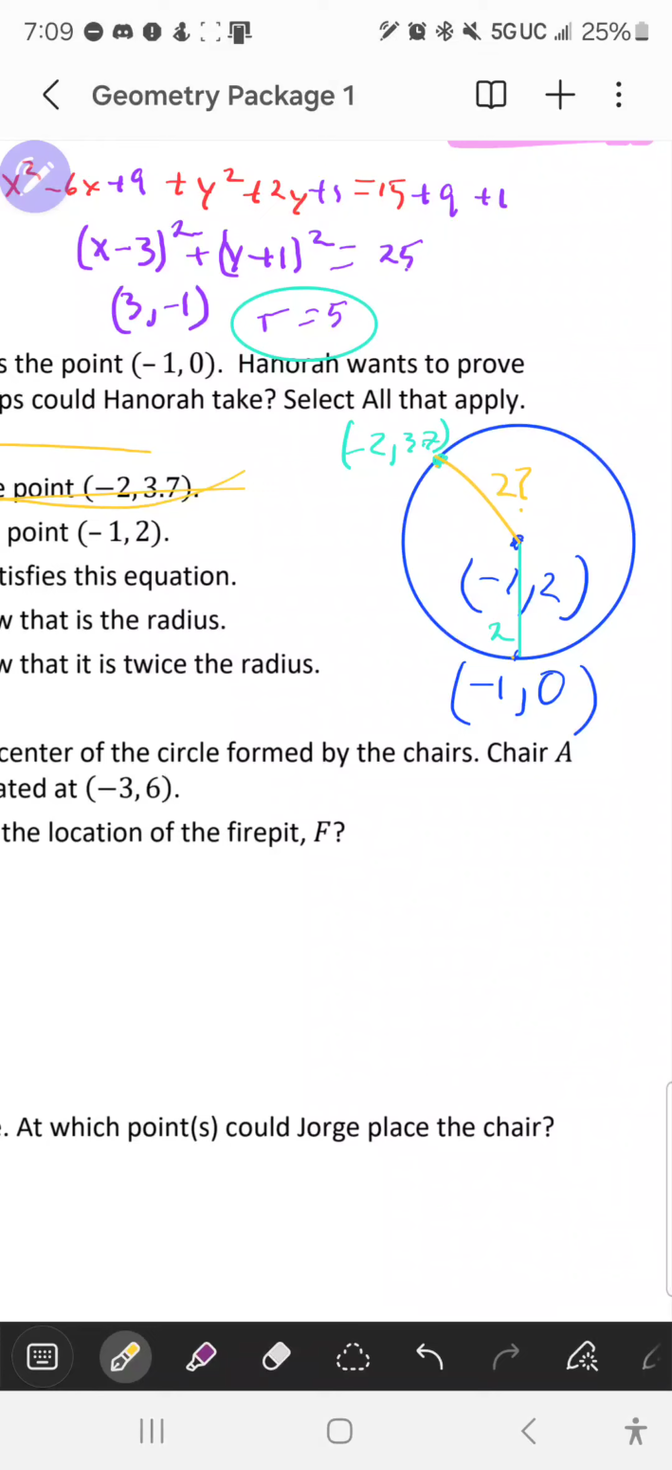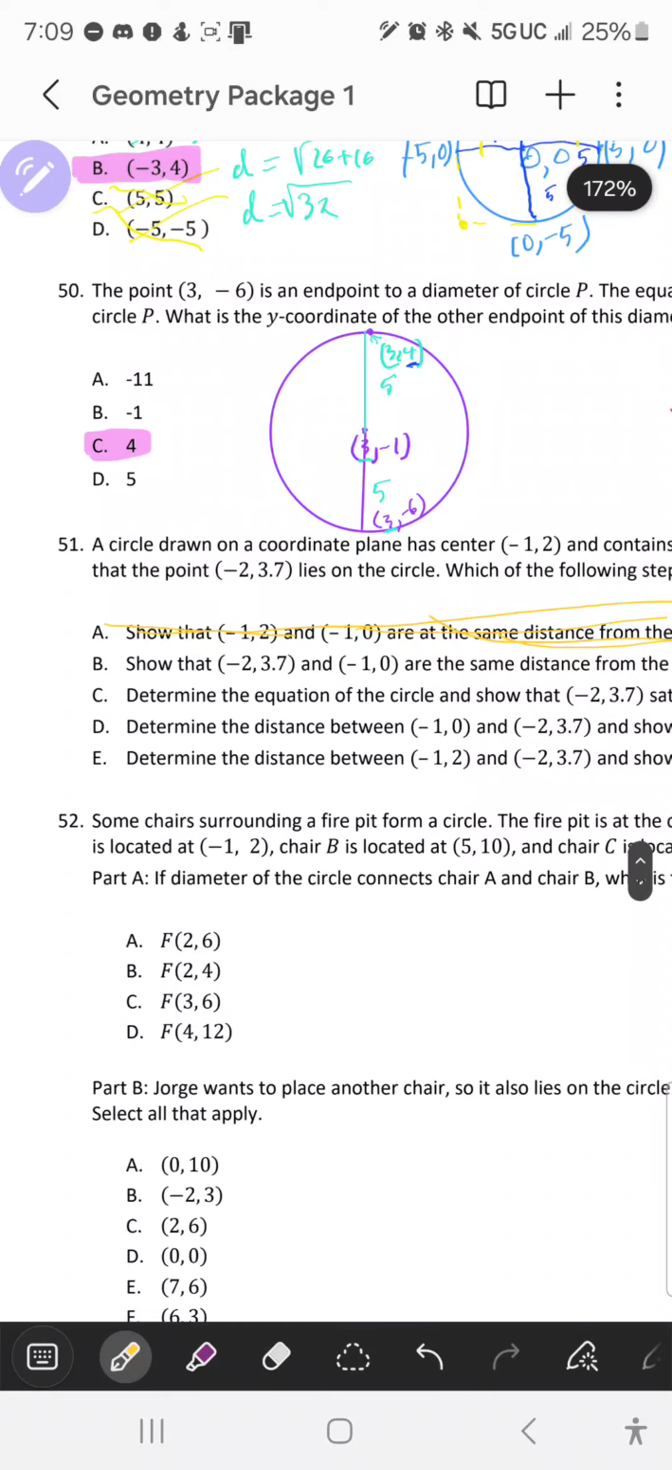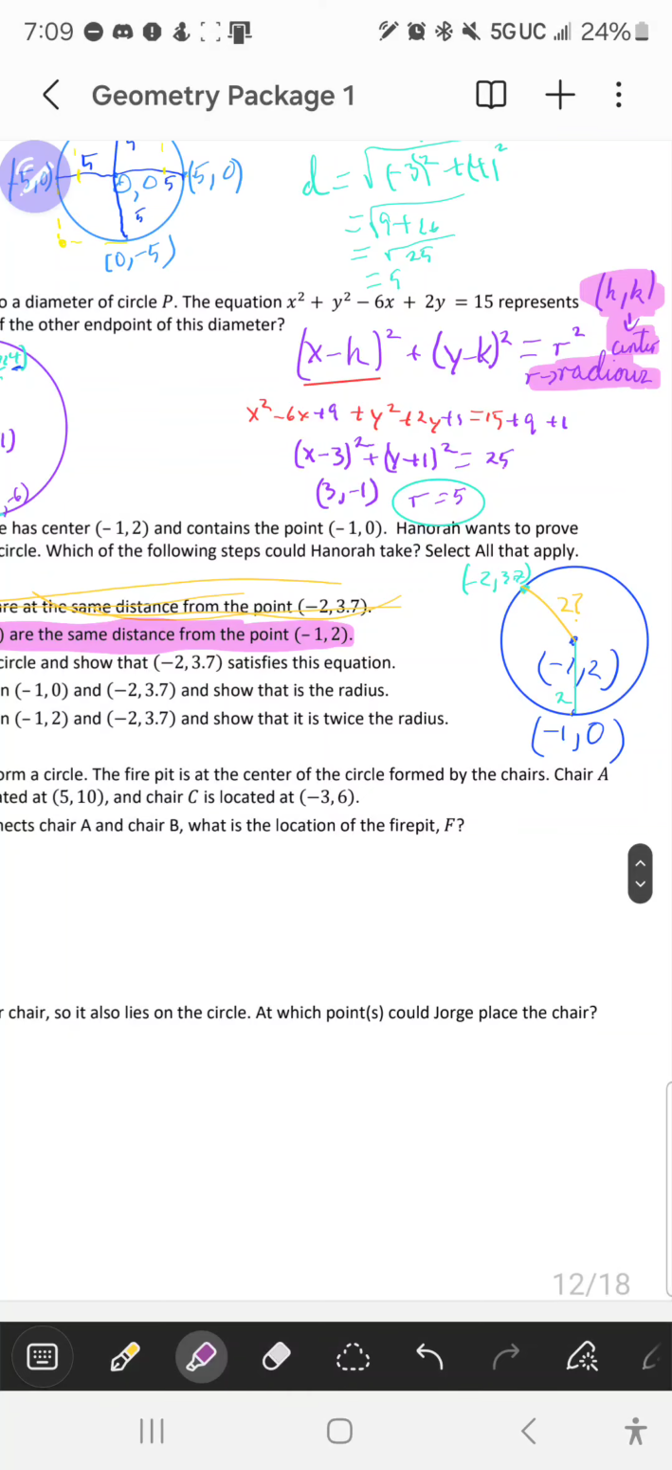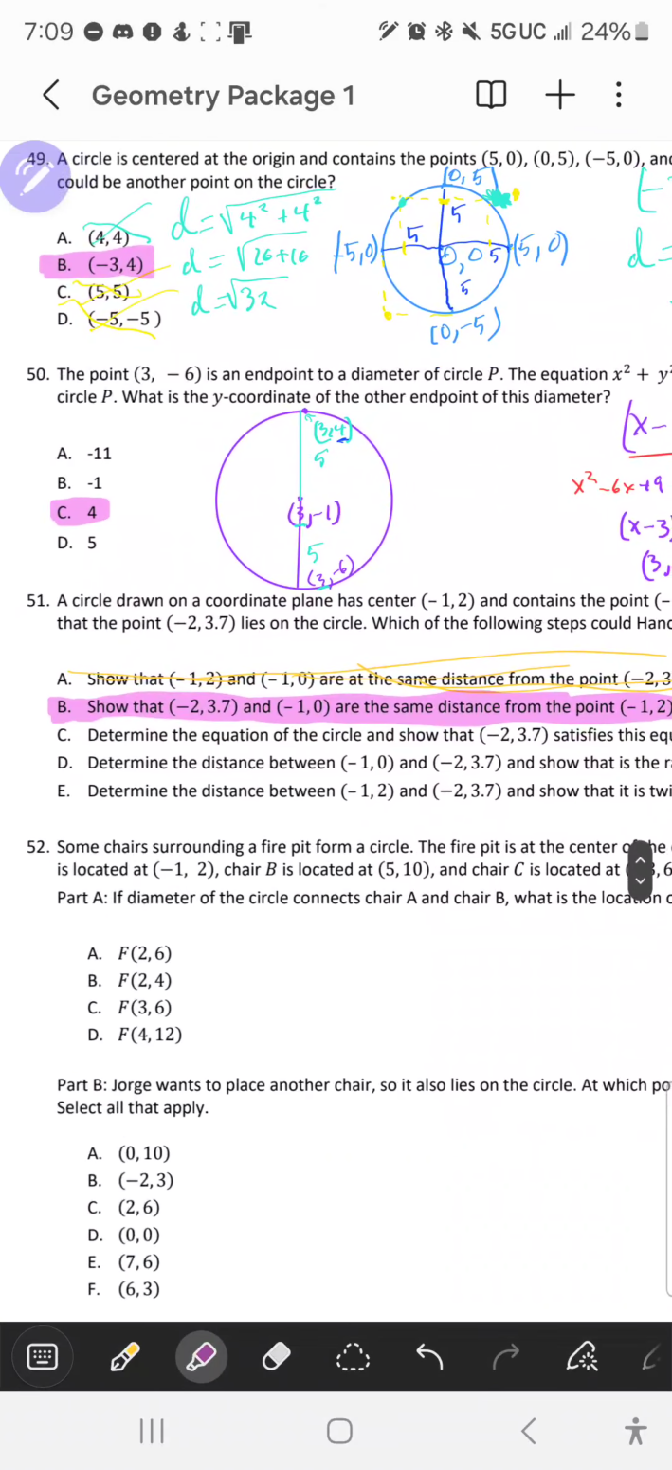Because negative 1, 2, and if this point is at the same distance from the center as this other point, the distance from that other point to the center, they are both the same. It means that they are both lying on the same circle. So this is basically what I was talking about before, what I wanted to do if they were asking me to prove it. So yeah, this is one way.